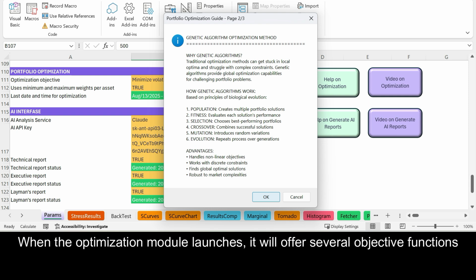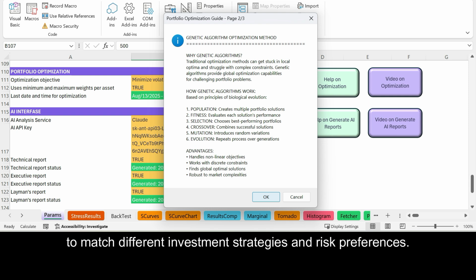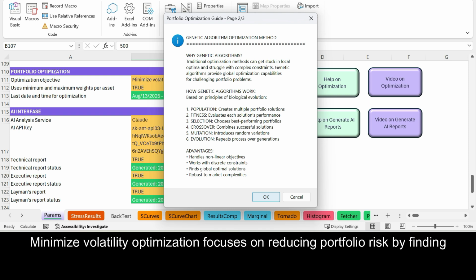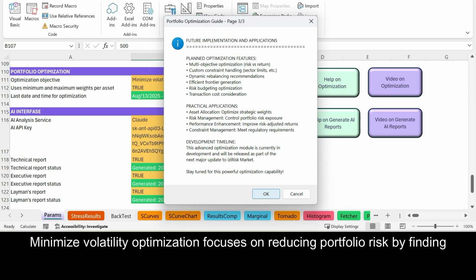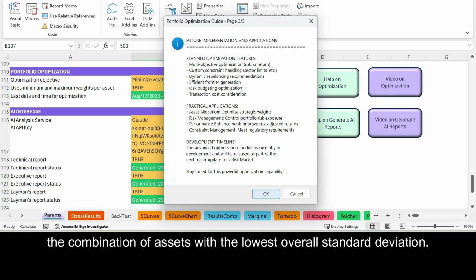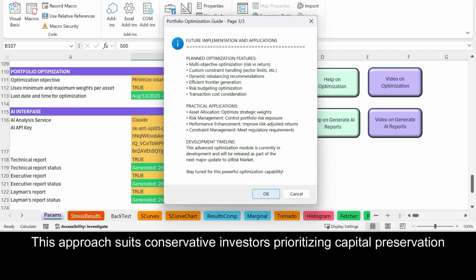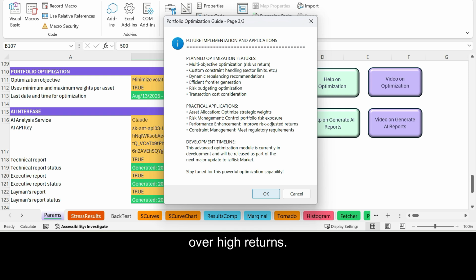When the optimization module launches, it will offer several objective functions to match different investment strategies and risk preferences. Minimize volatility optimization focuses on reducing portfolio risk by finding the combination of assets with the lowest overall standard deviation. This approach suits conservative investors prioritizing capital preservation over high returns.